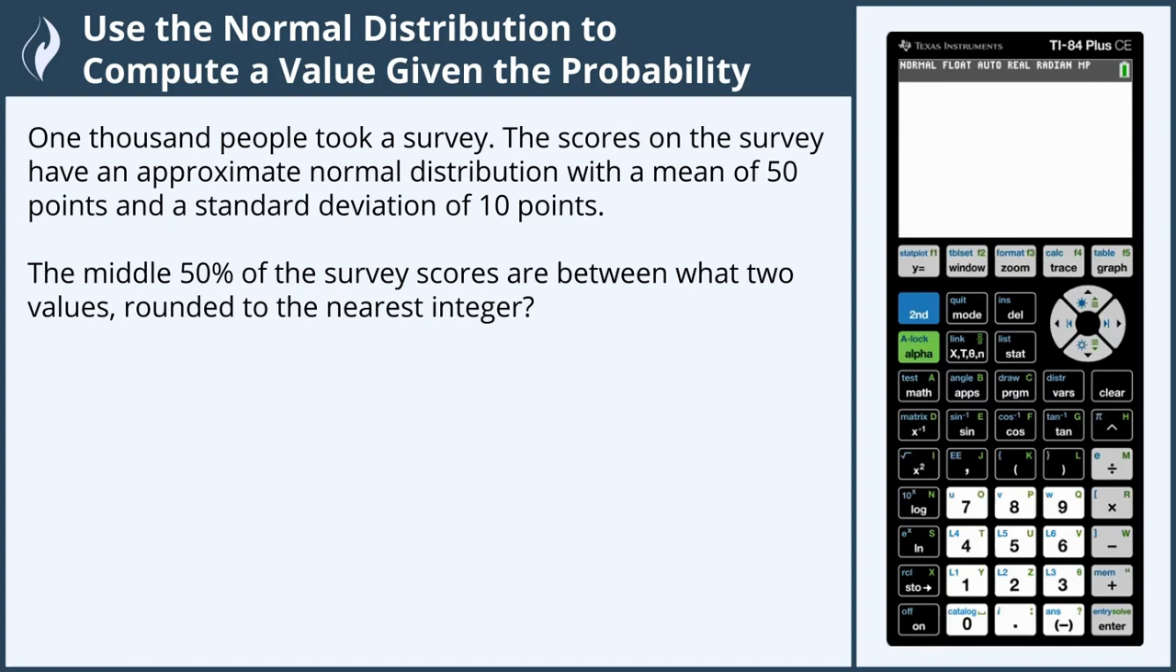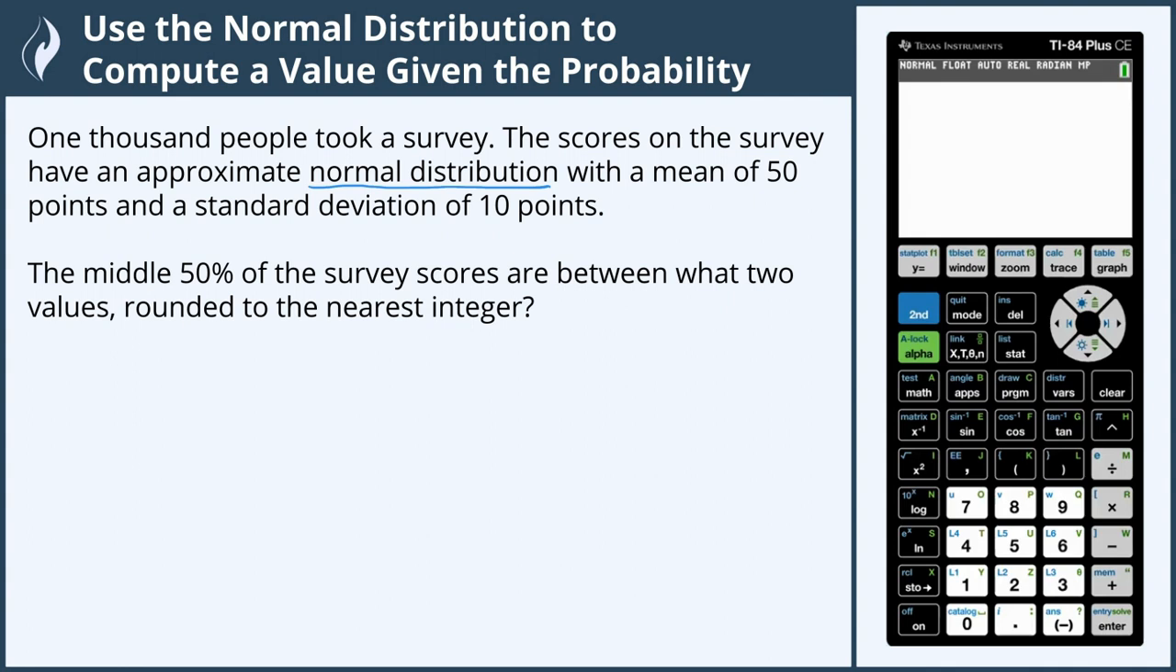Hi everyone! In this video, we will use the normal distribution to compute a value given the probability. 1,000 people took a survey. The scores on the survey have an approximate normal distribution with a mean of 50 points and a standard deviation of 10 points. The middle 50% of the survey scores are between what two values, rounded to the nearest integer?